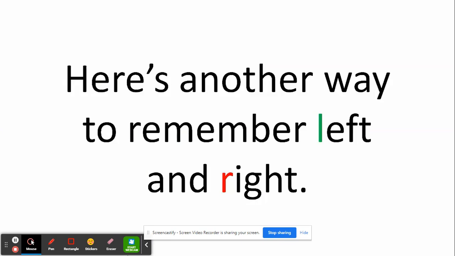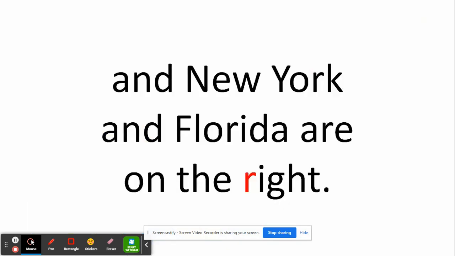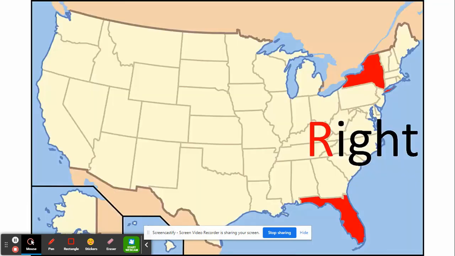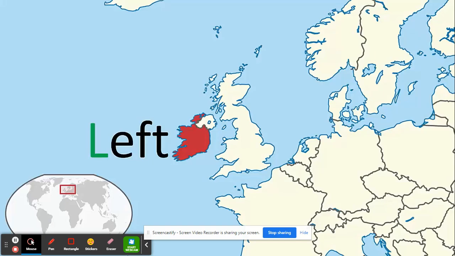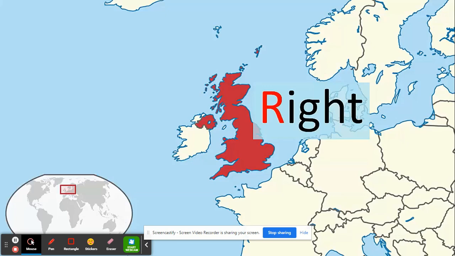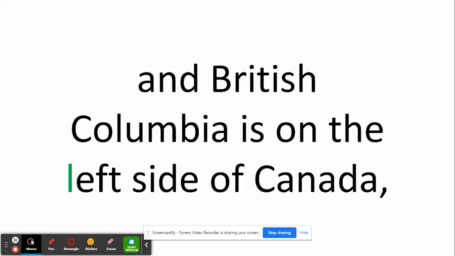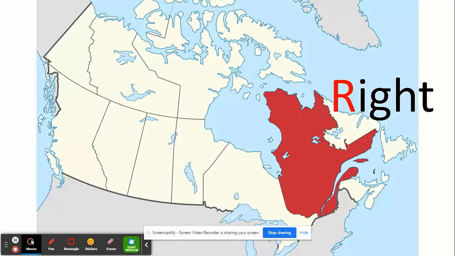Here's another way to remember left and right. On a regular US map, California is on the left, and New York and Florida are on the right. The same trick works with other maps. Ireland is to the left of Great Britain, and Great Britain is to the right of Ireland on a map. And British Columbia is on the left side of Canada, and Quebec is on the right of a map of Canada.